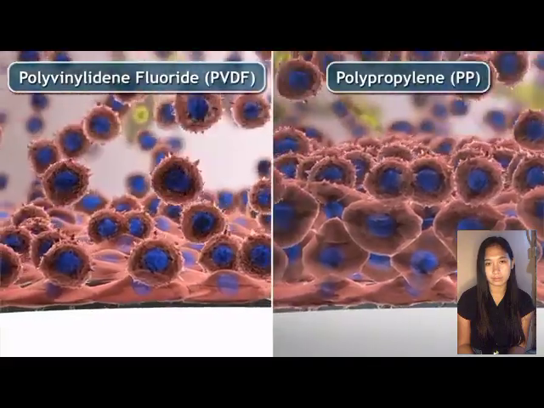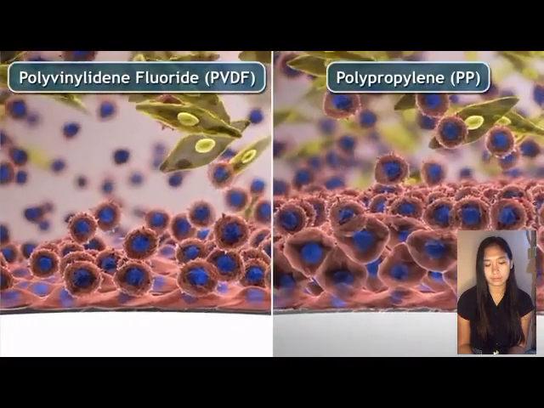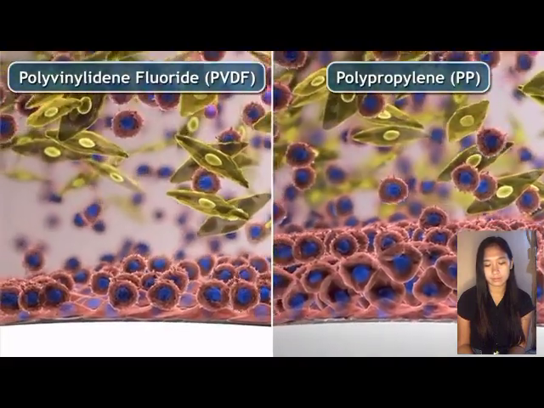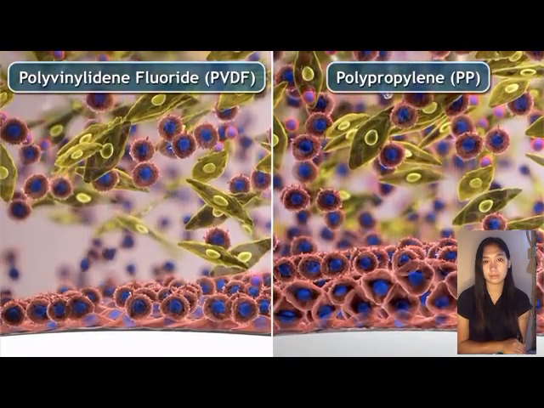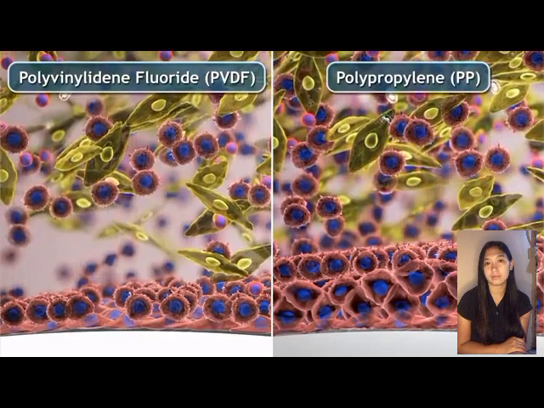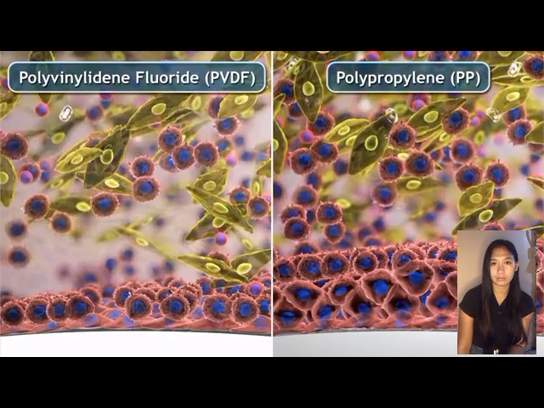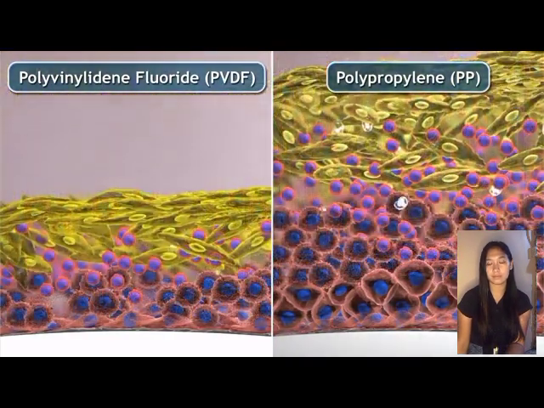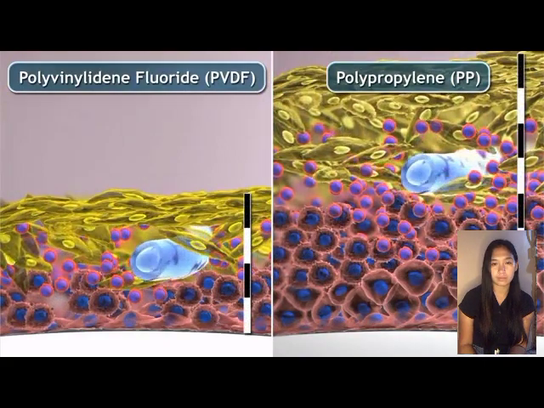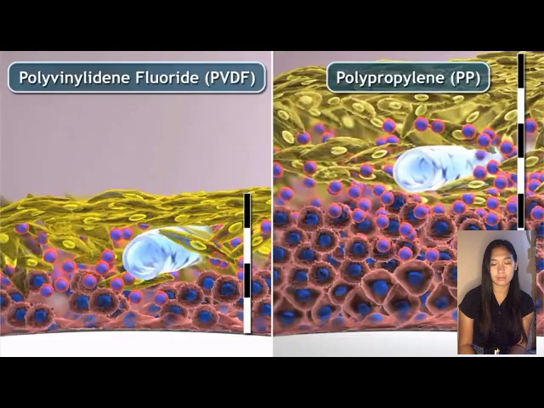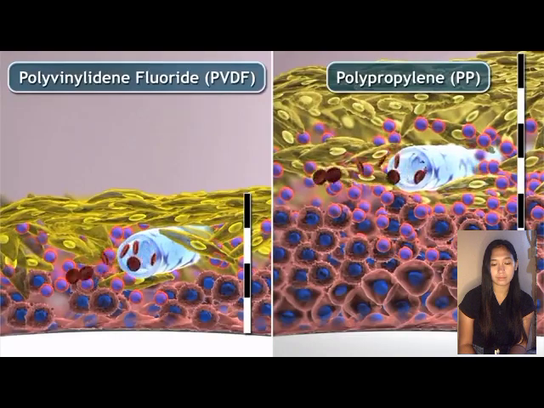The foreign body reaction of the PVDF is minimal. Due to the lesser stimulation of the macrophages during implant healing, this polymer results in a significantly smaller granuloma width and fibrous capsule development. In contrast, we have the PP. Here, both the macrophage layer and the peripheral connective tissue capsule are more pronounced.